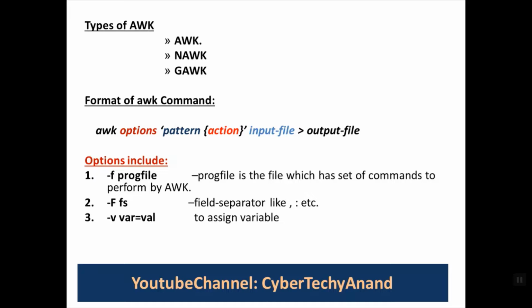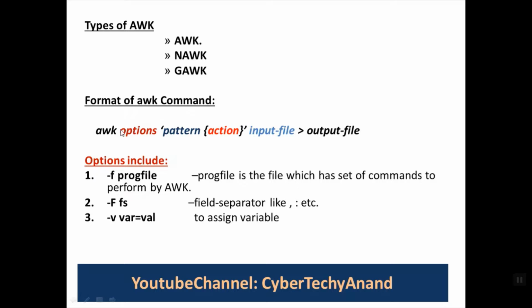Now, coming to the format. It goes this way: awk in lowercase, followed by the options. Then in single quotes, we need to put the pattern, and inside the braces, we need to put the action, like what exactly we are looking for. Then we need to provide the input file on which the AWK operation has to be performed. And this greater than symbol is the Unix operator. It will redirect the output to a file, so we are just giving the output file. This is the general syntax of AWK.